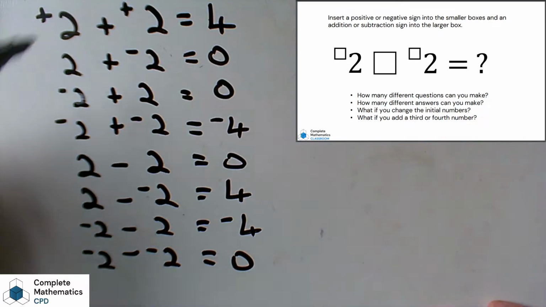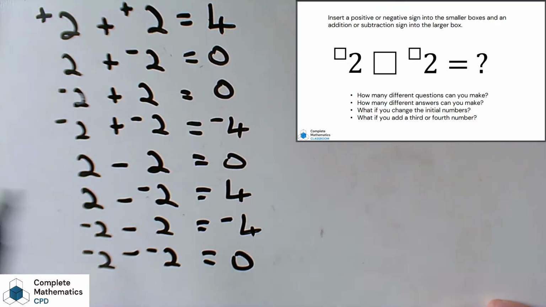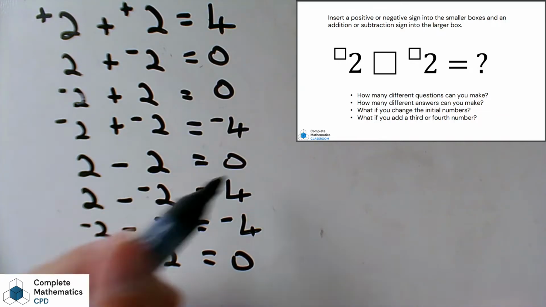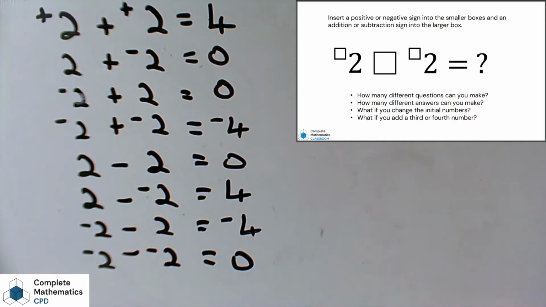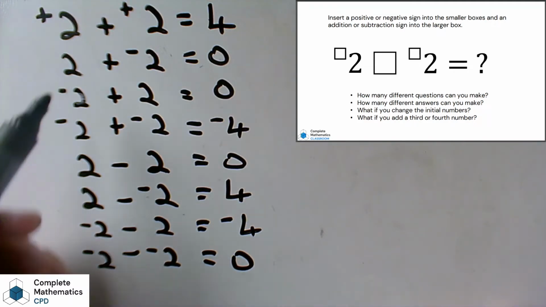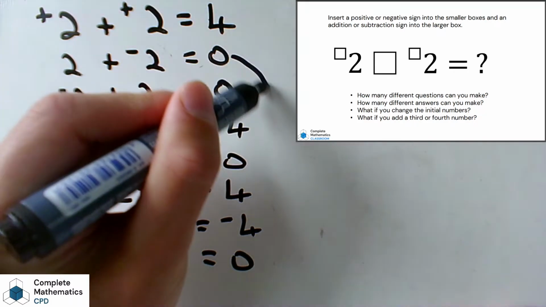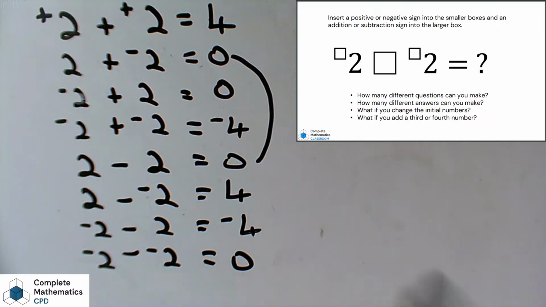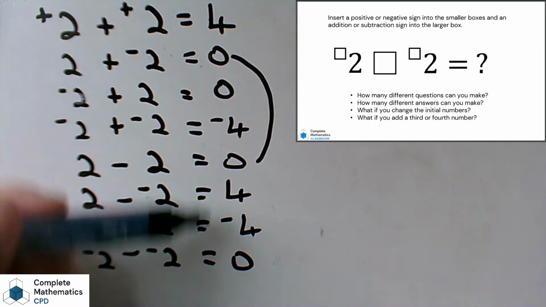So what you can do is match up the additions with the equivalent subtractions. For example, say this one here, this 2 minus 2, is the same as 2 plus negative 2. These two here are equivalent calculations, and they all match up nicely, so you can have that discussion. Okay, so finally, how many different questions can we make? Well, we can make 8 questions.